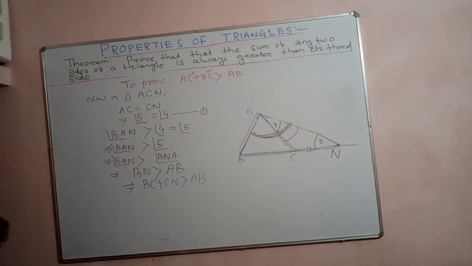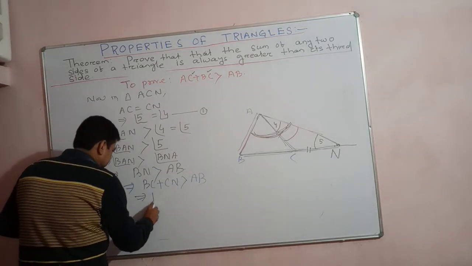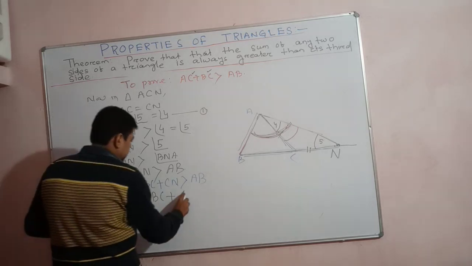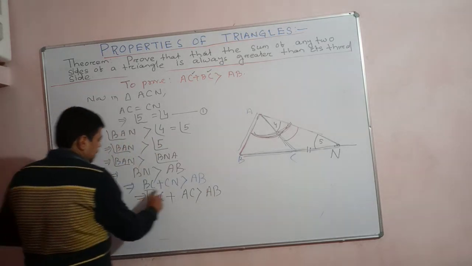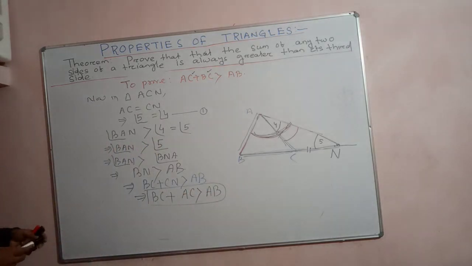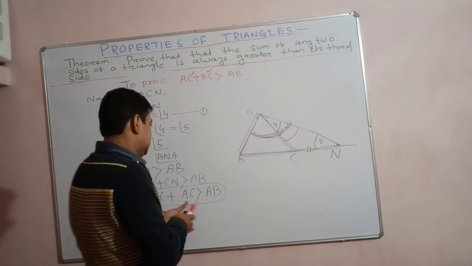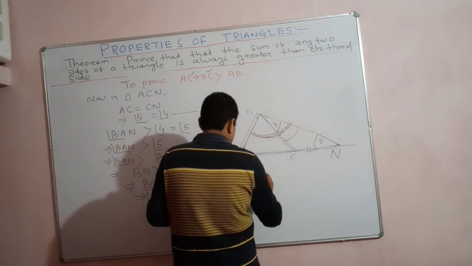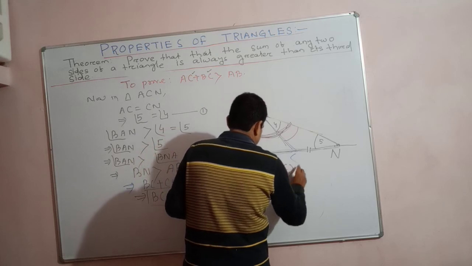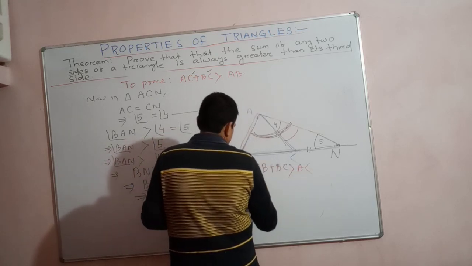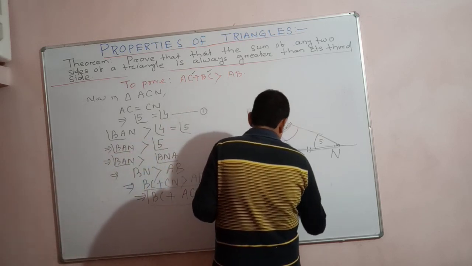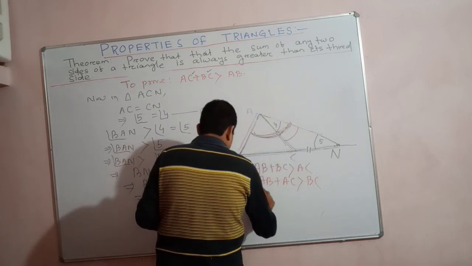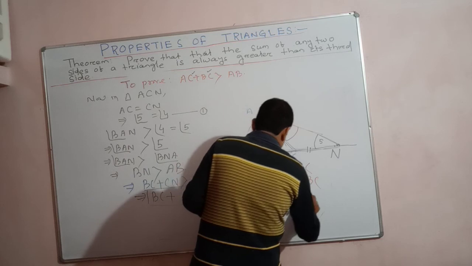Okay. So that implies BC plus CN, which means BC plus AC, is greater than AB. Thus we proved it in three cases, by drawing three different constructions. In the triangle ABC, in the first case, AB plus BC is greater than AC. The second case is AB plus AC is greater than BC. And the third case is BC plus AC is greater than AB.